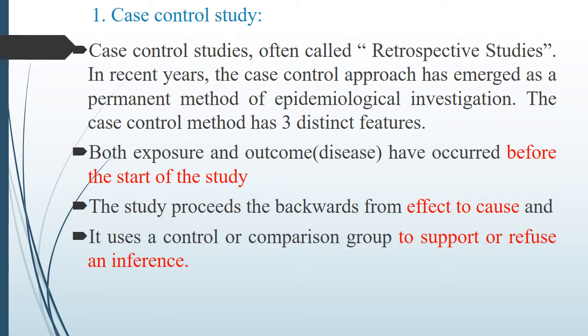The next is that it uses a control or comparison group to support or refute an inference. Mainly we are using the control group or comparison group, which means the people without disease. People without disease are known as the control group. We select that group to support or refute an inference. So these are the three main features of the case control study.